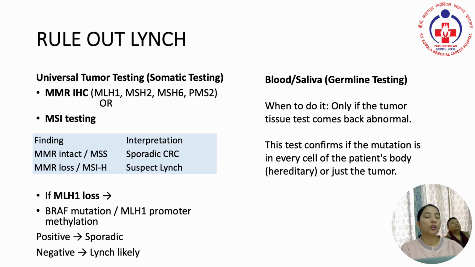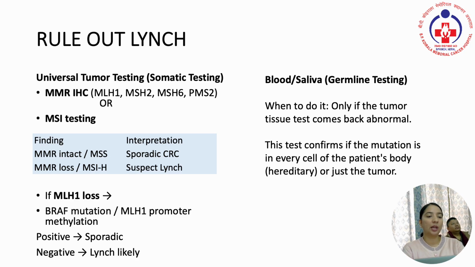And to rule out Lynch syndrome, we do universal tumor testing. First, the somatic testing. We can send from the rectal tissue biopsy from our final histopath the MMR IHC, to look for MLH1, MSH2, MSH6, and PMS2. Or if not possible, we can do MSI testing, and we can interpret the result as: if the MMR is intact and the microsatellite is stable, then the case can be of sporadic colorectal carcinoma. But if there is MMR loss and MSI instability is high, then we can suspect the patient has Lynch syndrome.